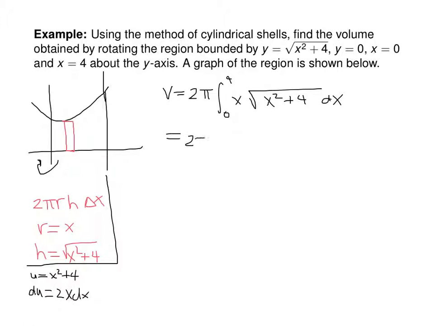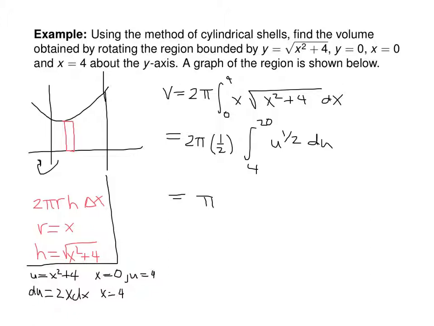So we'll have 2 pi times 1/2, and then a u to the 1/2 du. And you also have to change your bounds. If x equals 0, plugging that into x squared plus 4, we get that u is equal to 4. And if x is equal to 4, u is 20. And now it's not so bad.